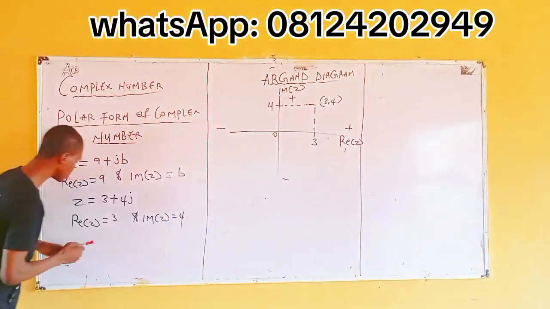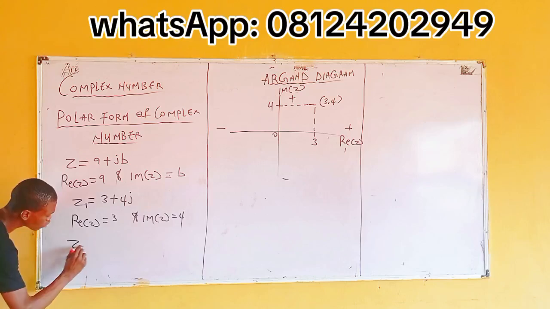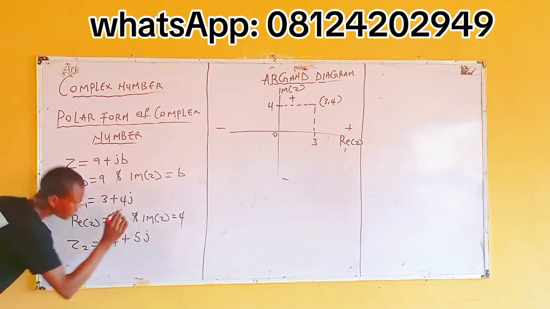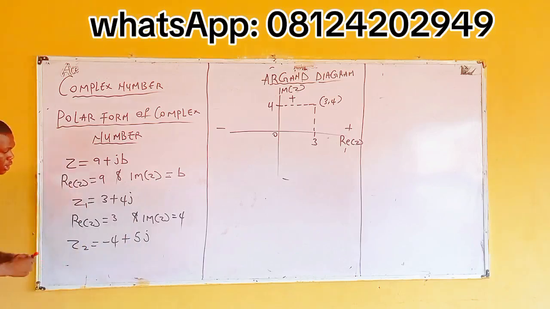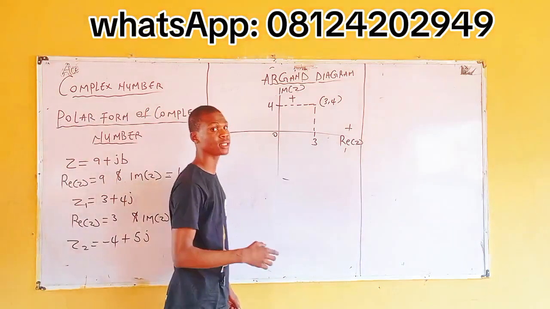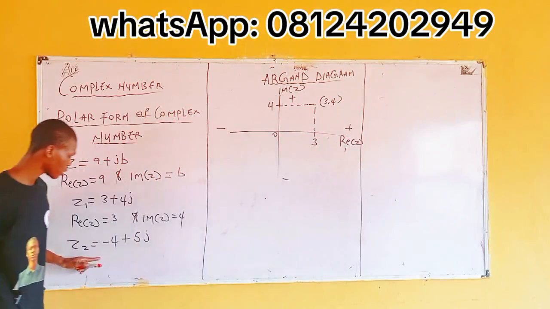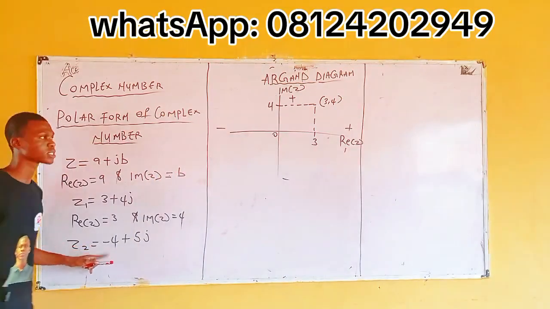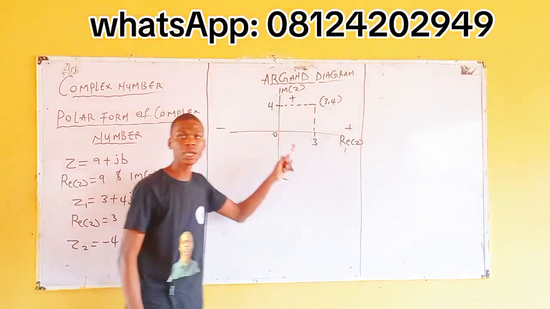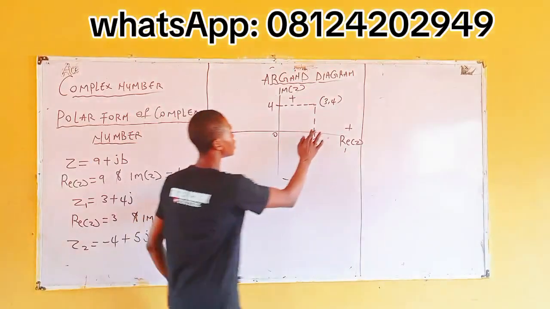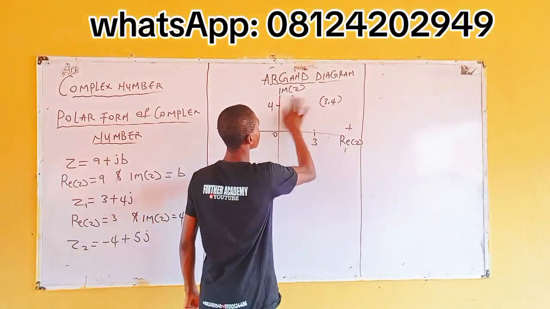Now let's say this is z1, and z2 is -4 plus 5j. We want to represent z2 using Argand diagram. Same idea, right? Now -4, is it the real part or the imaginary part? Real part, meaning x-axis. Are we in the positive region or negative region? Negative region. Let me clean this here.